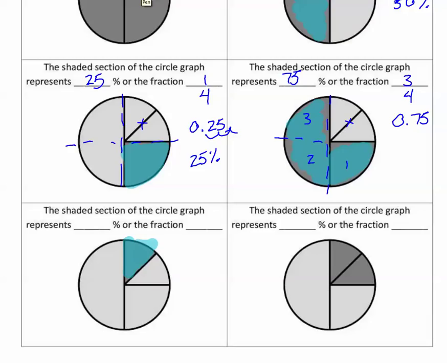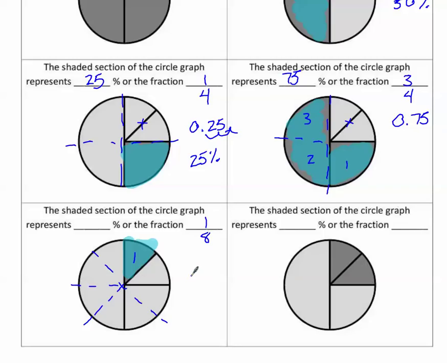So for this one, I recommend let's extend our circle graph lines. Do you see how the quarters are cut in half? So I'm going to cut this quarter in half here, and I extended this one down. So this is 1 out of 1, 2, 3, 4, 5, 6, 7, 8. So that's 1/8.